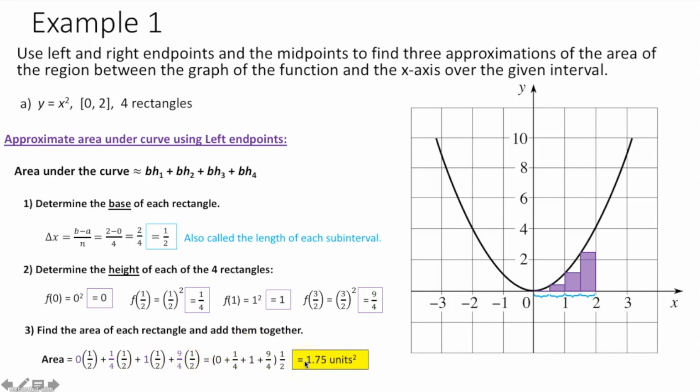Either way, you end up getting an area of 1.75 square units, or units squared, and that is going to be, because this function's increasing and it's a left-hand approximation, an underestimate.